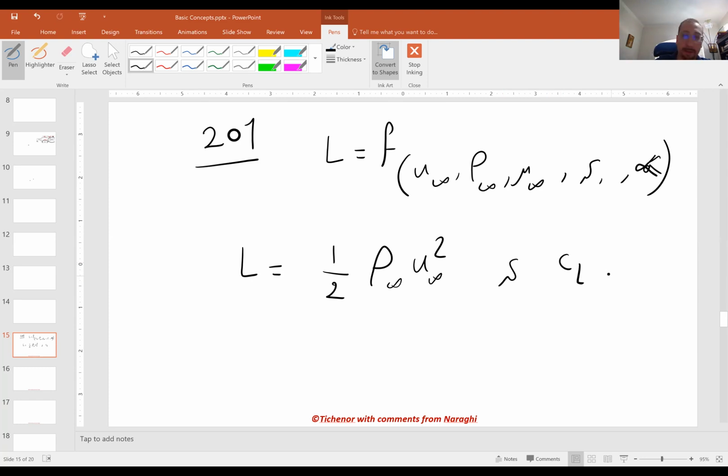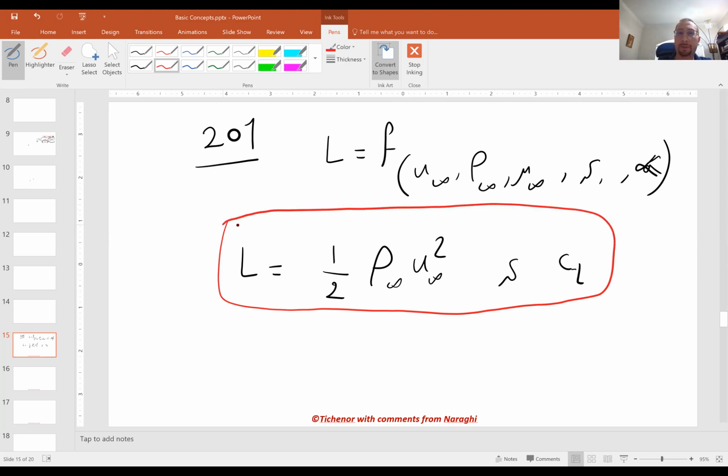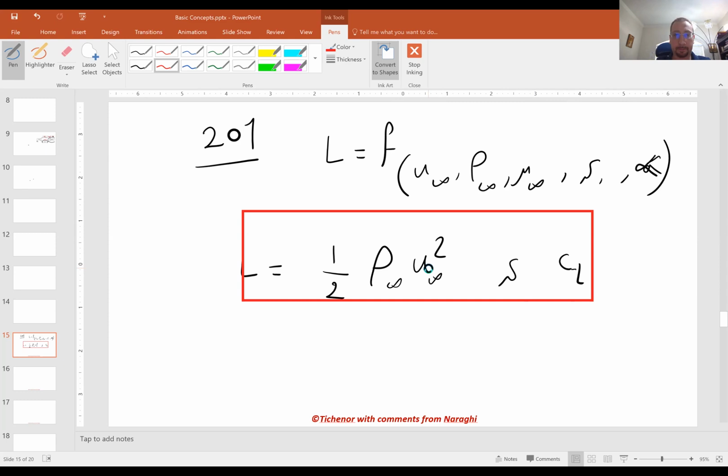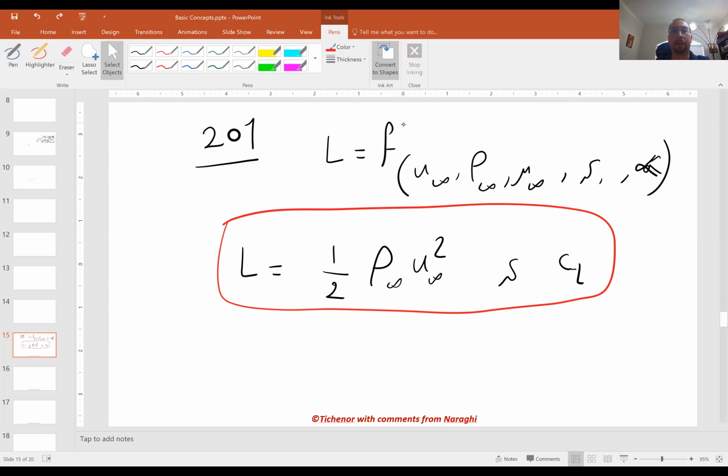Which CL has in it. CL is the lift coefficient, which is a function of alpha, a function of Mach number and shape of the wing, and so on and so forth. So basically, now what we want to do here is design an experiment to validate this relationship.